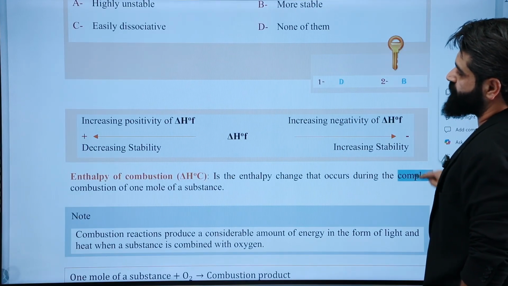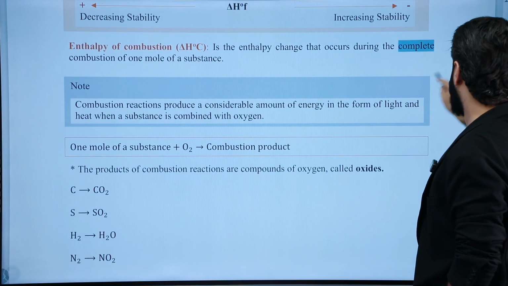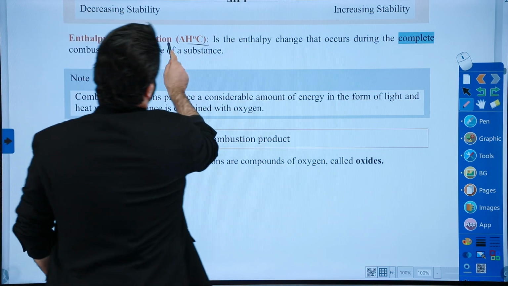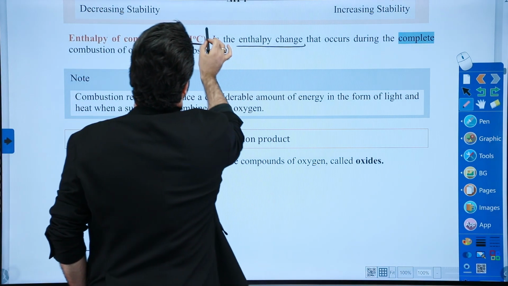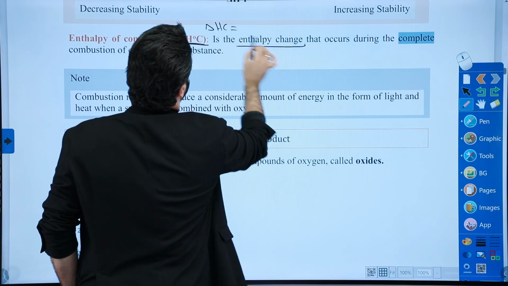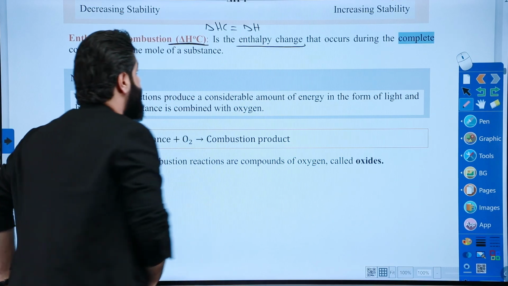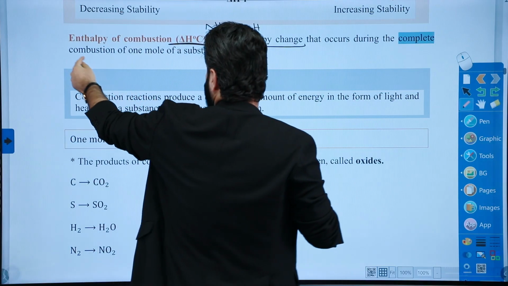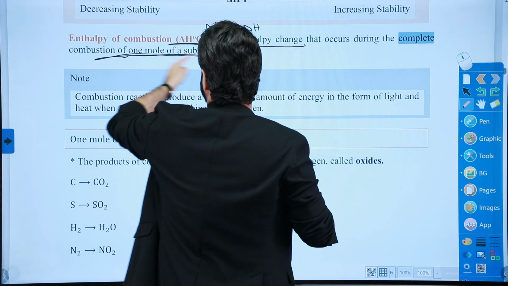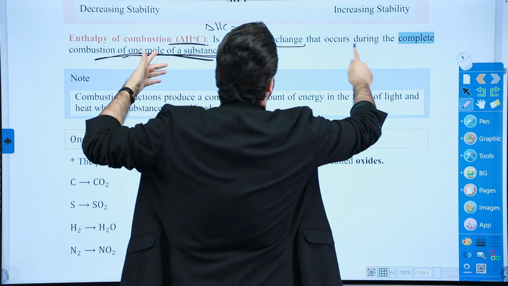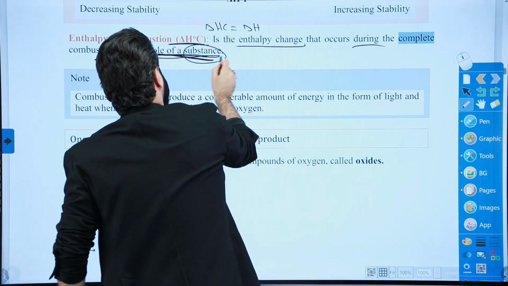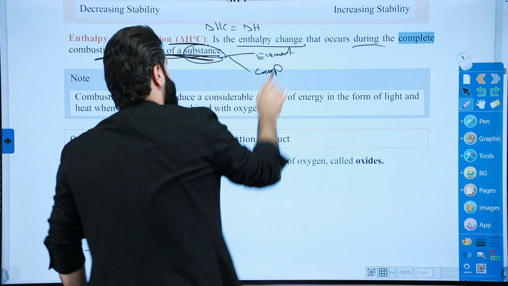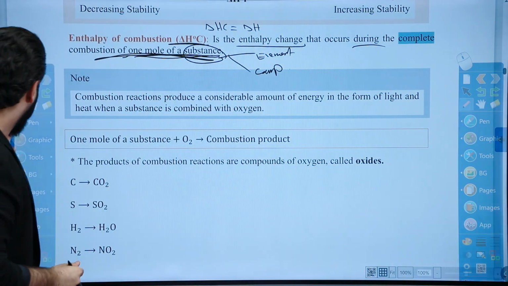Let's learn the definition of the combustion reaction, and then we'll stop right there. Look, enthalpy of combustion is symbolized by delta Hc. It is the enthalpy change. Delta Hc equals delta H when 1 mole of the substance has been combusted, or during the complete combustion of 1 mole of the substance, which can be an element or compound. Good?